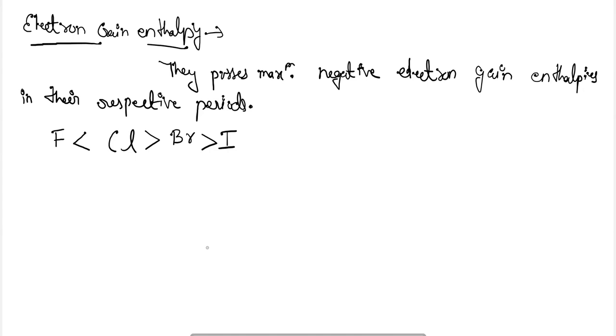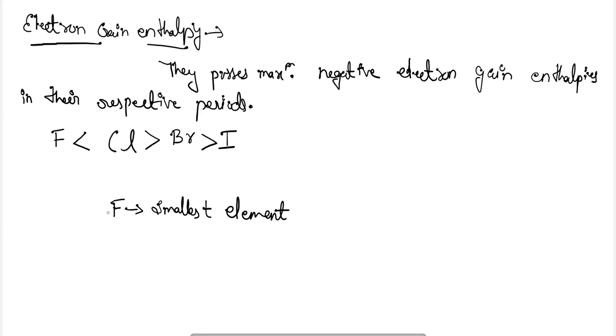The reason here is that fluorine is one of the smallest elements of the periodic table, and due to this reason its electron gain enthalpy is very high, much higher than that of chlorine. Also, there is strong inter-electronic repulsion in the relatively small 2p subshell of fluorine.